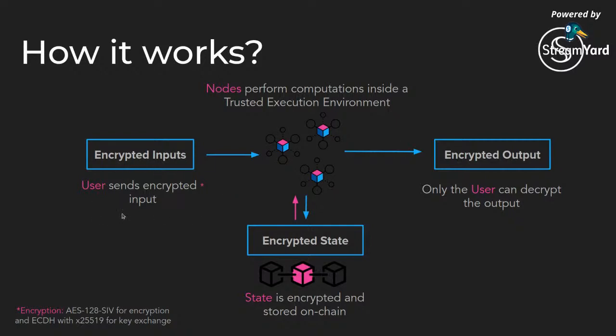The user sends encrypted input, so only the user and the enclave can decrypt the data, and the user gets encrypted output. So only the user can decrypt this output. And the contracts are using the state of the blockchain, but they use it in an encrypted way. So we have encrypted state, which, again, can be decrypted only inside the enclave. So we have this scheme of things, and this is, on a high level, how it works.